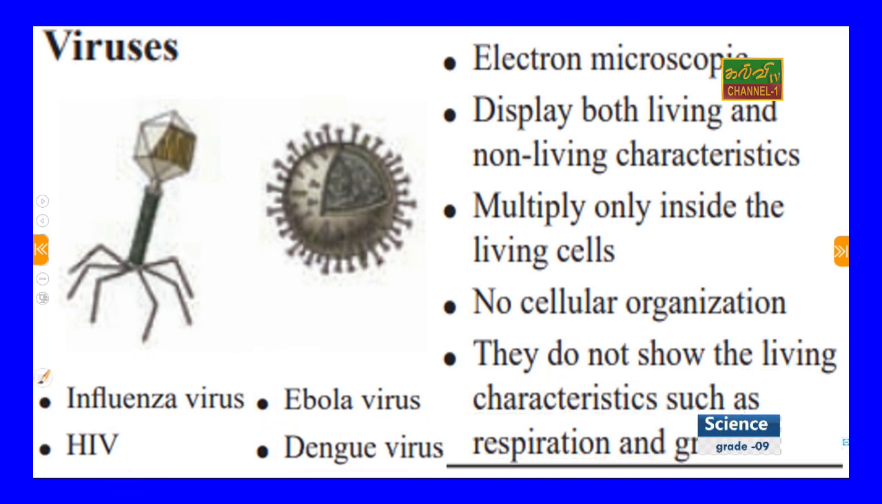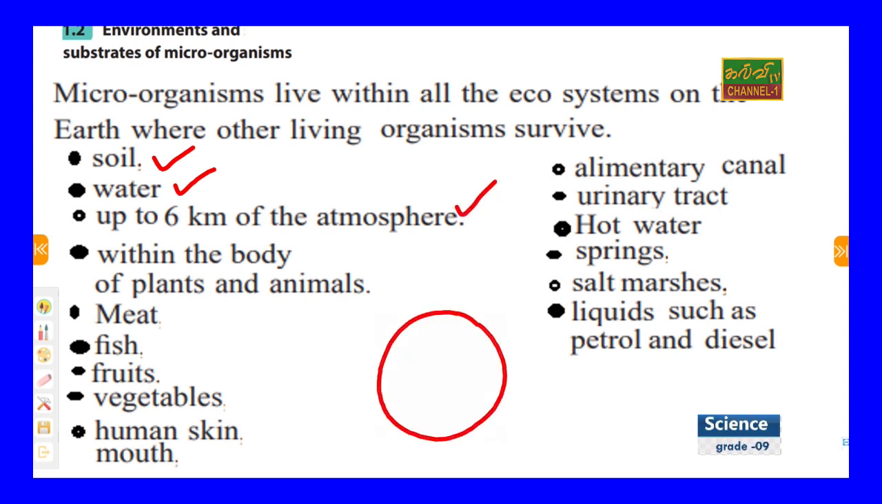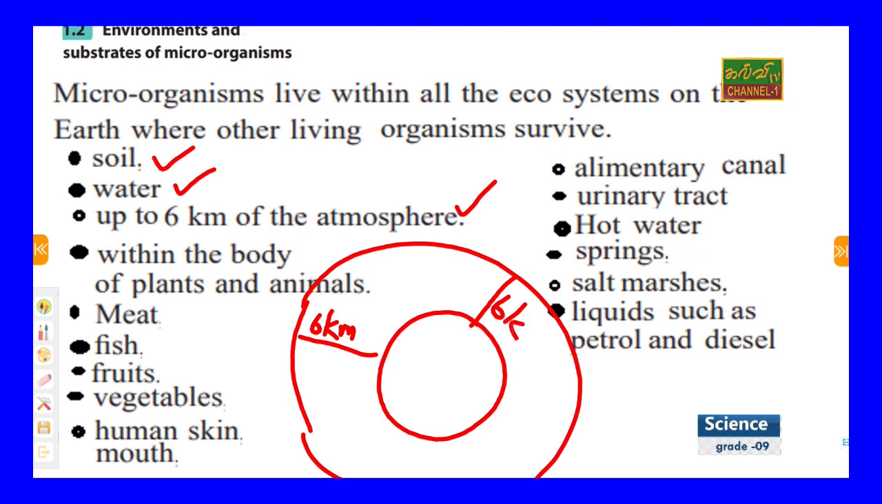The next slide. Microorganisms live in all ecosystems on the earth where other living organisms survive. We already mentioned it: soil, water, and up to 6 kilometers of atmosphere, right? 6 kilometers of atmosphere means from this earth up to 6 kilometers around this area; we find microorganisms.